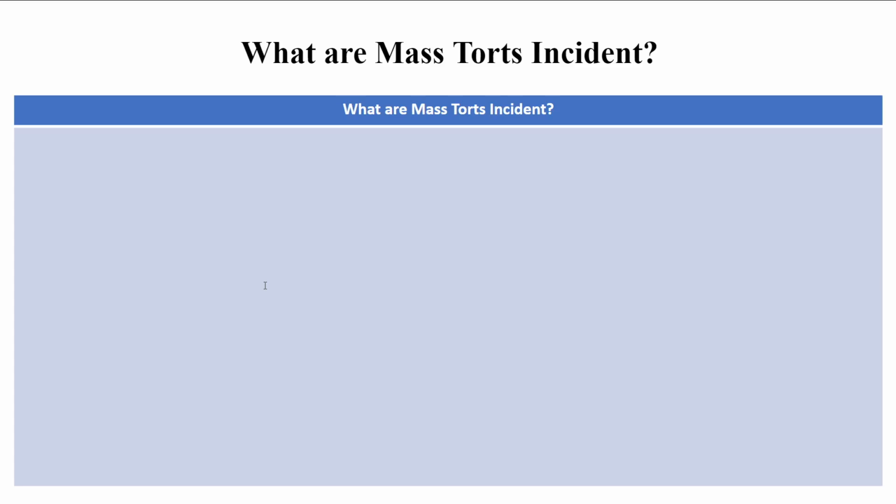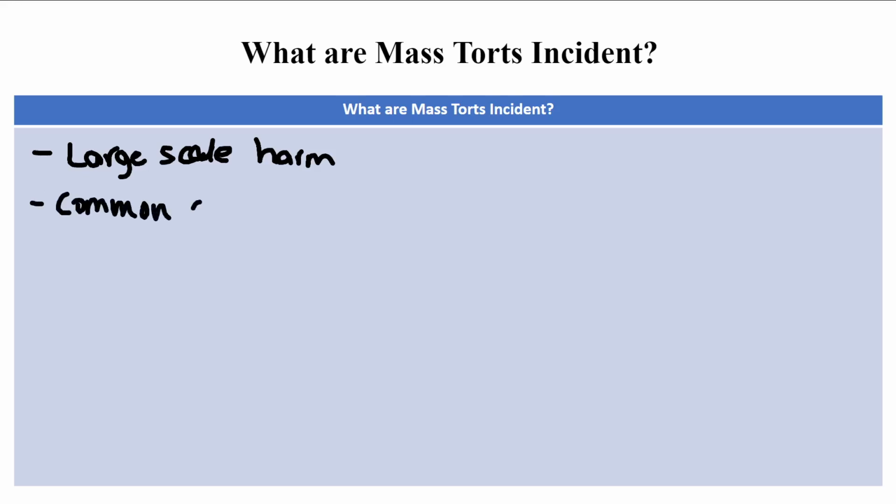or toxic substances. Now we're going to go ahead and look at some key characteristics of mass tort incidents. So let's get started with the first one, which is large-scale harm. Now, a significant number of people are affected by the same issue, such as a pharmaceutical drug causing side effects or exposure to toxic chemicals. Then we have common cause. So the harm typically arises from a single source or event like a defective product, environmental disaster, or widespread corporate negligence.